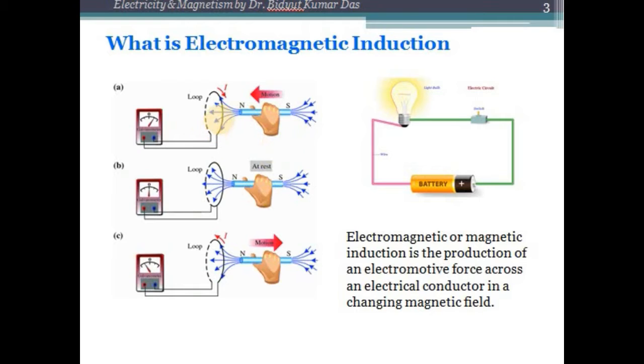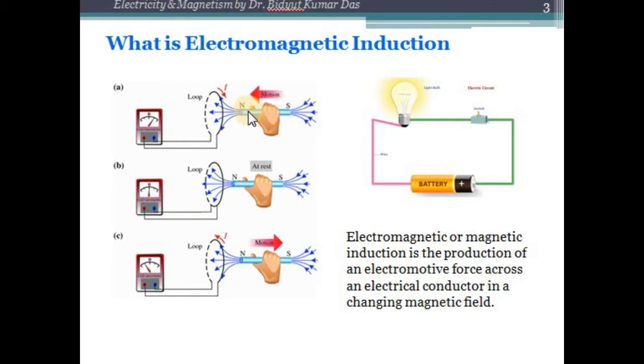Let us consider a conductor in a circular form, and this loop is connected to a galvanometer. What you have to do is bring a permanent magnet towards this conducting coil so that the magnetic lines of force are passing through the circular area of this loop.